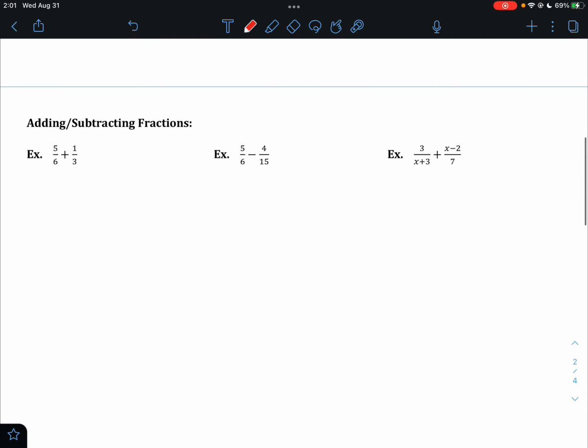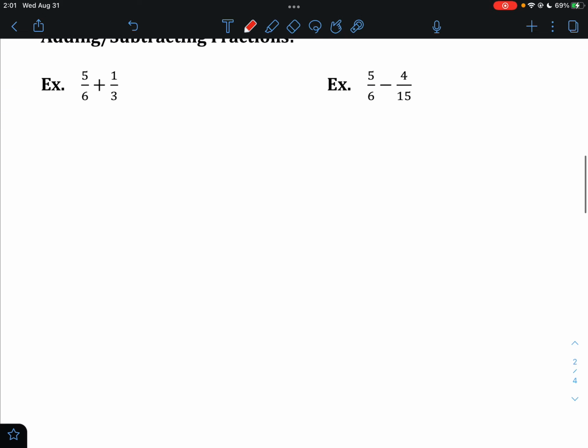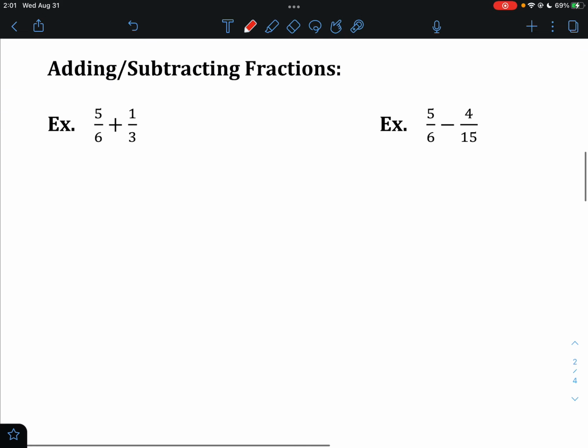All right, so before we do any solving, let's remember how to add and subtract fractions. Remember, when adding or subtracting fractions, we must first get what's called a common denominator. Okay, so the denominator has to be the same for both fractions, otherwise we cannot add them together.